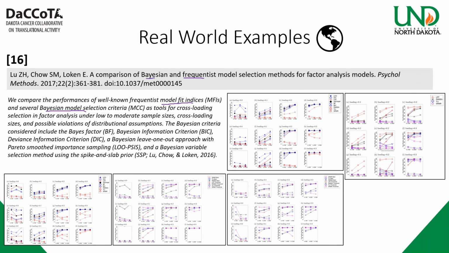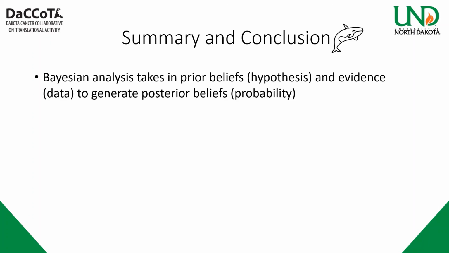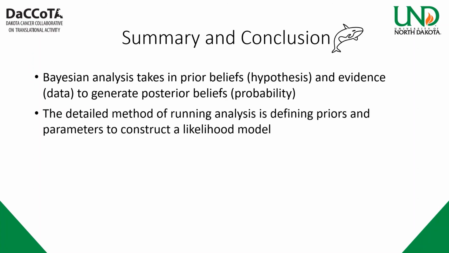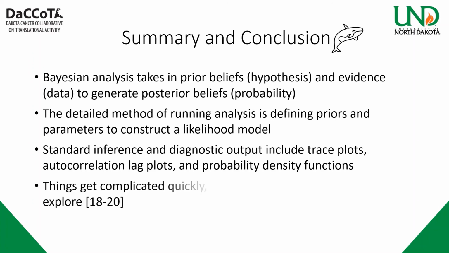All right, so some summary and conclusion here. As we've hit you over the head several times now, Bayesian analysis takes in prior beliefs and evidence to generate posterior beliefs. That's what's going on here. The detailed method of running analysis is defining priors and parameters to construct a likelihood model, and then standard inference and diagnostic output, things like trace plots, autocorrelation lag plots, and probability density functions, and things that complicate quickly. I've dived as deep as I could go here, but there are great further depths to explore, and I have some great resources here.